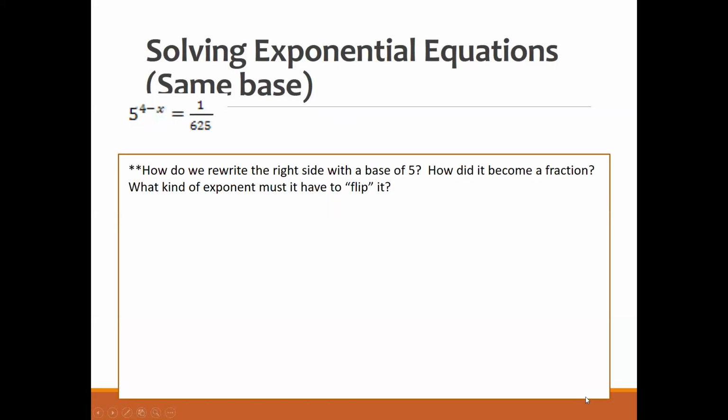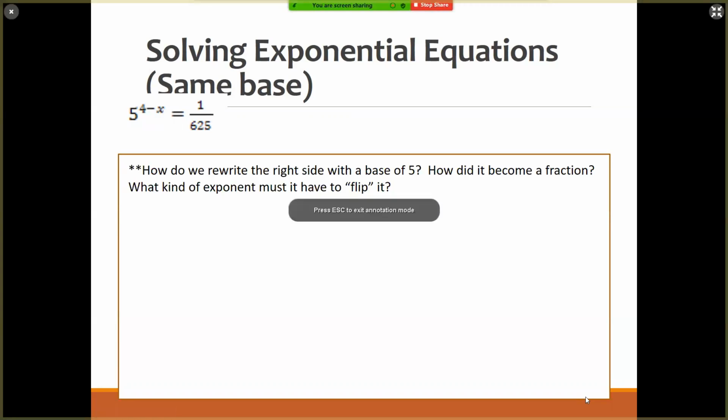For this one, now we have a fraction. We want to rewrite that fraction to be a base of 5. How did that become a fraction? The answer to that is it became a fraction with a negative exponent. So negative exponents are what cause these fractions.